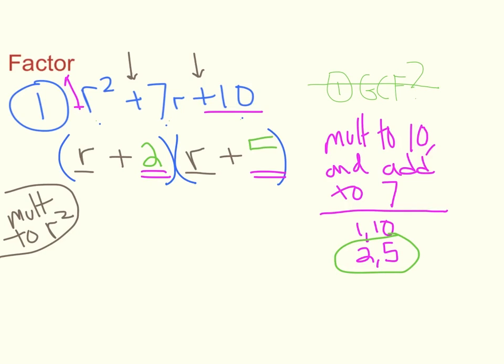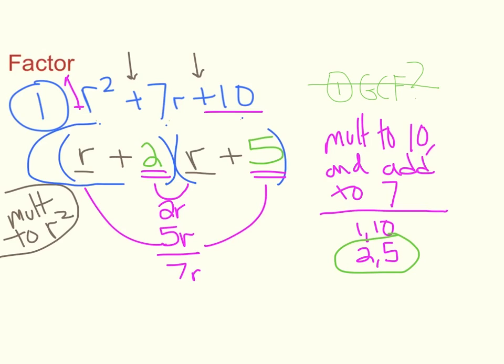2 and 5. And one thing that you can do to check this, and you don't necessarily need to do it here, but we'll want to do it later on when the coefficient of that first term is not 1. Multiply those two. 2 and r gives us 2r. Multiply the outside ones. 5 and r gives us 5r. And that does happen to add to our middle term, which is 7r. So that ends up being our solution, r plus 2 in the first parentheses, r plus 5 in the second.